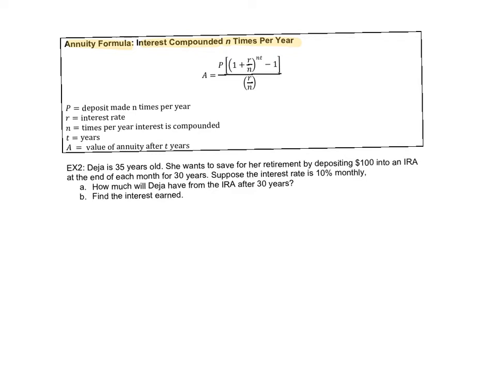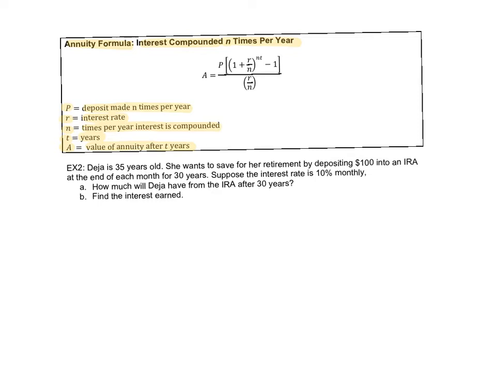So the variables are all basically the same. P is going to be the amount of money you put in. R is your interest rate. N is the times per year the interest is compounded. T is the total amount of years you're investing. And A is the value of your annuity after T years. The formula is a little bit more complicated. Notice that there's a lot of N's in there. And you could just use this formula if you were figuring out interest one time per year, because notice that in this case, n would be 1, and we're back to the original formula we used in the previous example.